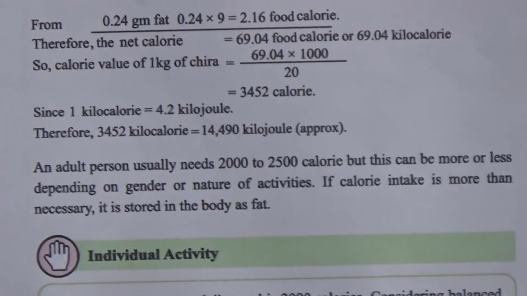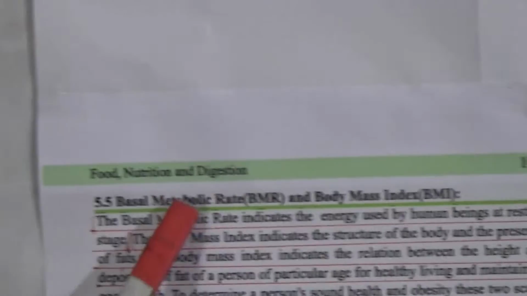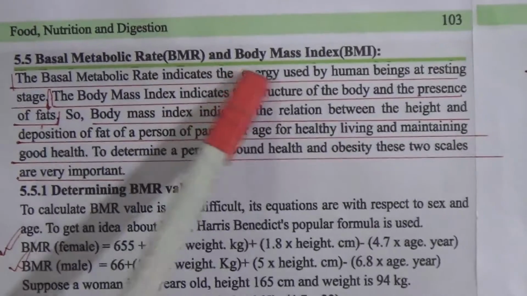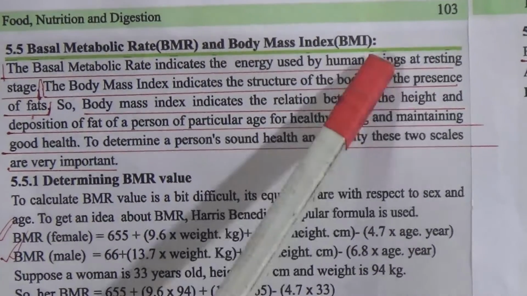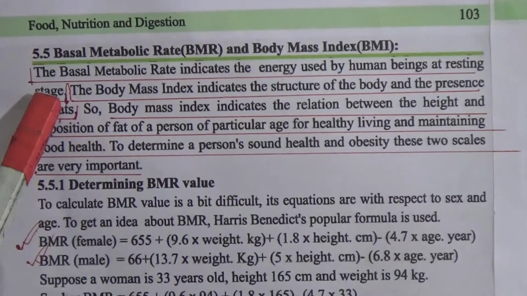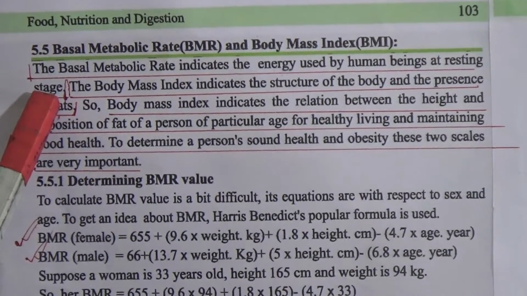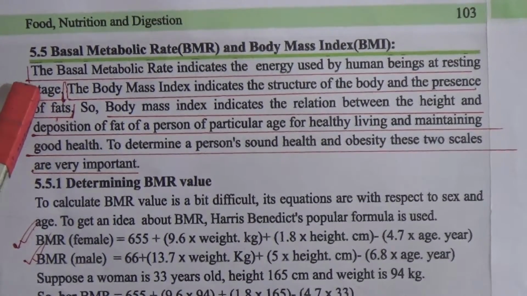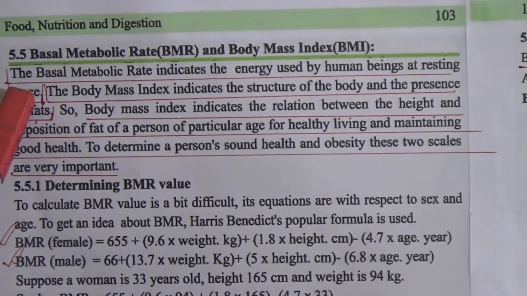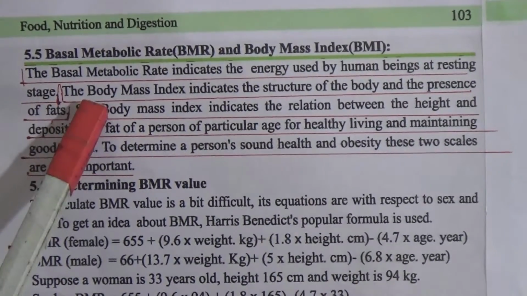Now come to the basal metabolic rate, or BMR, and body mass index, that is BMI. We will learn now the definition of BMR and BMI. What is BMR? The basal metabolic rate indicates the energy used by a human being at the resting stage. That means when we do not do any physical work, we are just resting, and how much energy we need at that time is indicated by the basal metabolic rate. Now what is BMI?